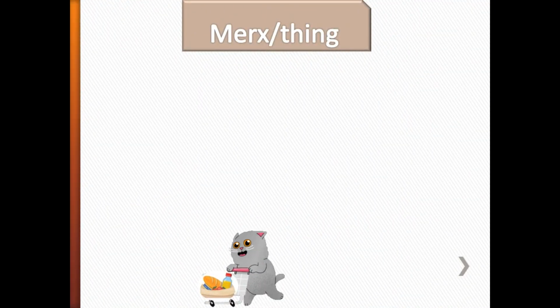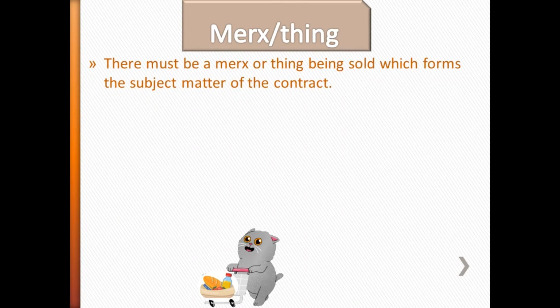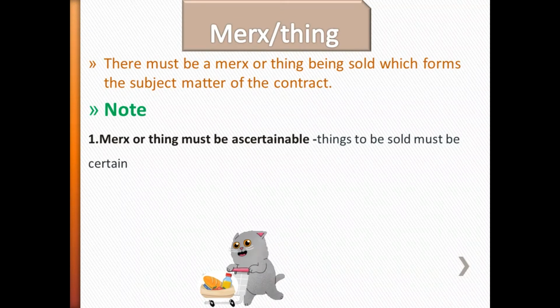Then Merx or a thing being sold. There must be a Merx or a thing being sold which forms the subject matter of the contract. We can't have a contract of purchase and sale without the Merx. Note that Merx is usually divided into three topics. That is, Merx or a thing that is being sold must be ascertainable. Ascertainable goods are those goods which can be specifically identified in accordance with the agreement after the contract of sale is made. For instance, a white golf t-shirt with a green bow on the pocket. So when Merx is ascertainable, parties know what is being sold. The buyer has to buy and the seller has to sell the thing they all know. This also relates to the amount, number, and weight of the thing being sold.